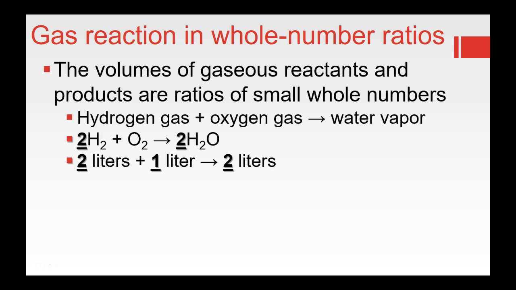If we were to do this as a volume of gas, we would say 2 liters of hydrogen is going to react with 1 liter of oxygen to make 2 liters of water. Again, these are going to be whole numbers, and usually they are going to be small things as well.